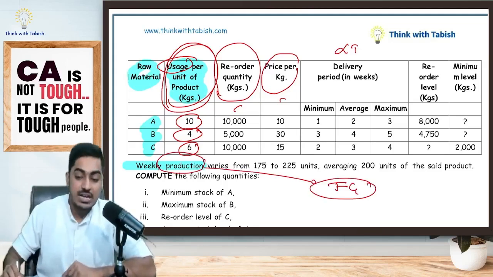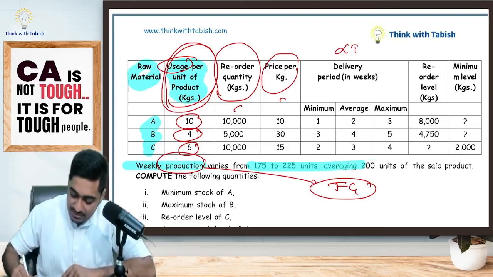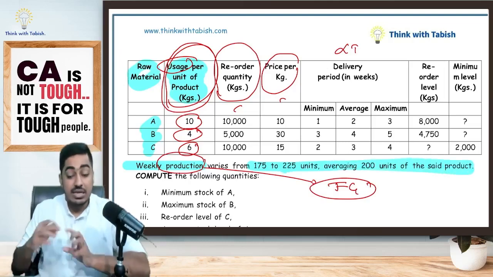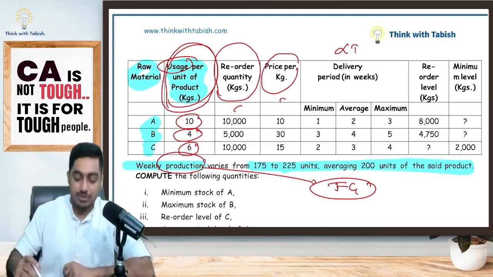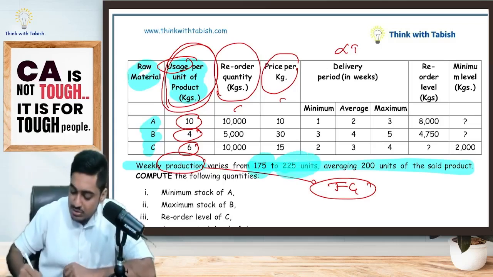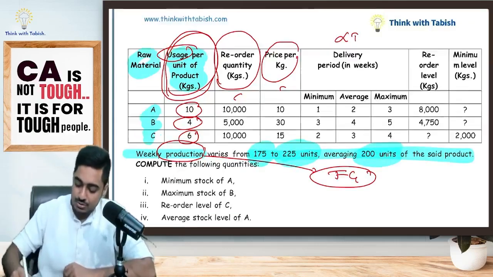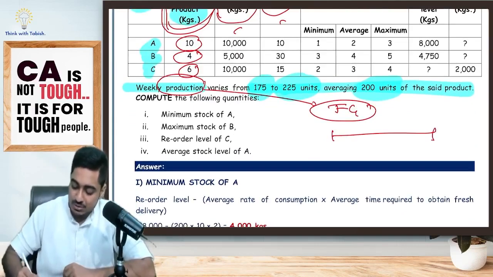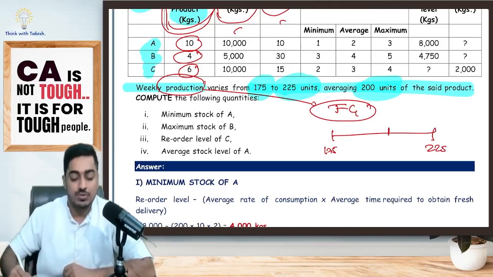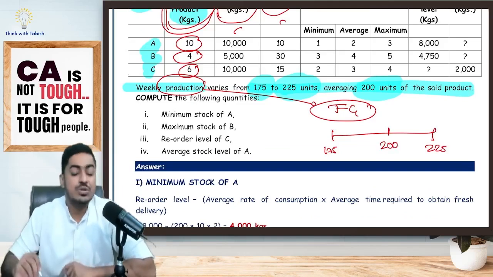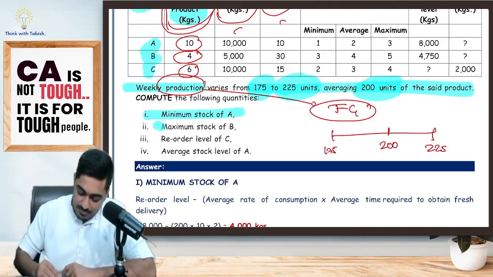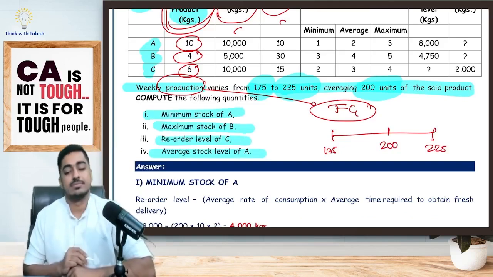Weekly production varies from 175 to 225 units, averaging 200 units of the said product. In a week, how many units will I produce? Sometimes 175, sometimes up to 225. On an average, I'll be producing 200. It depends on my mood. If I don't have the mood, I'll produce only 175 finished goods; if I'm very much interested, I'll produce 225 units. On an average, 200 units. Compute the following quantities: minimum, maximum, reorder, average.